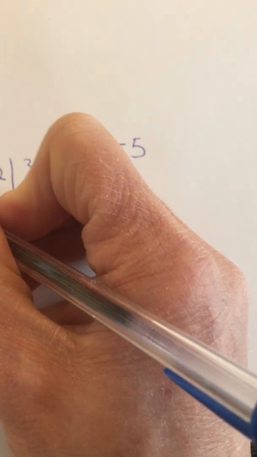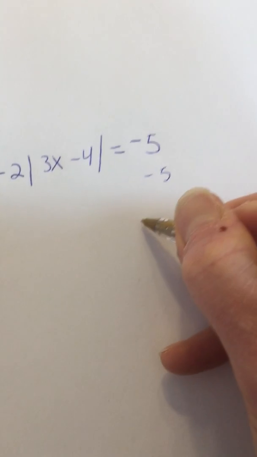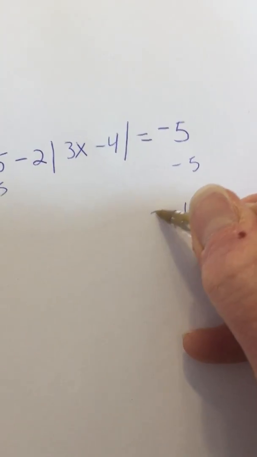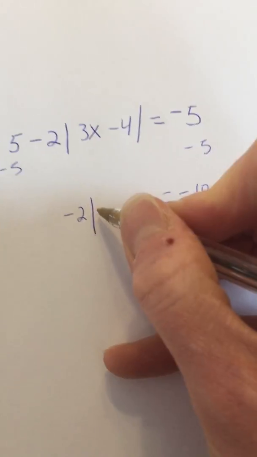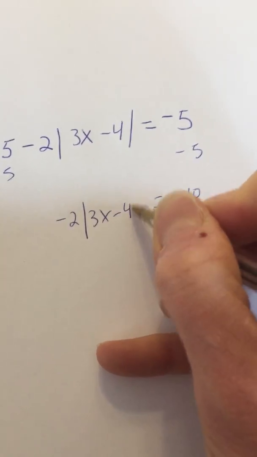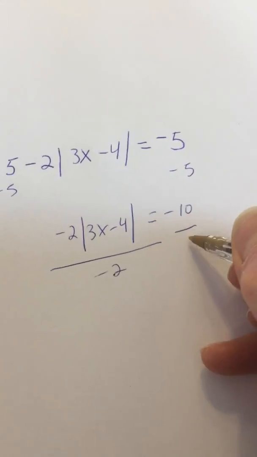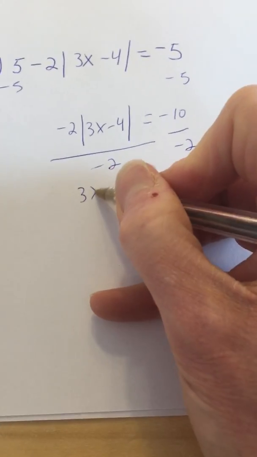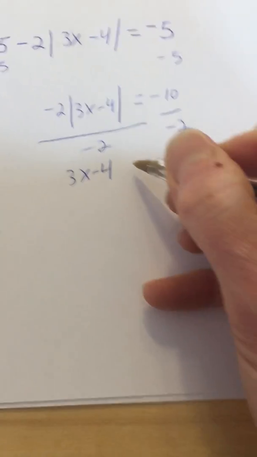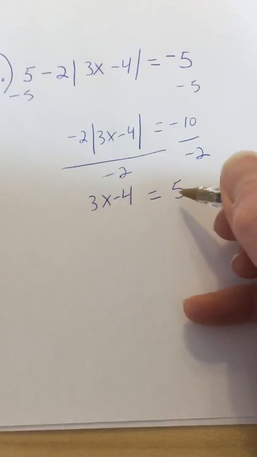Now, for this one, I'm going to try to start isolating. So I'm going to do -5 and -5, and now I'll have a -10 on this side. And then I have this 2 outside of the absolute value sign. And in order to get rid of it, I'm going to divide by -2. I'm also going to divide this by -2. So that's going to get rid of it, and I'm going to have 3x minus 4. And then over here, I am going to have a +5.